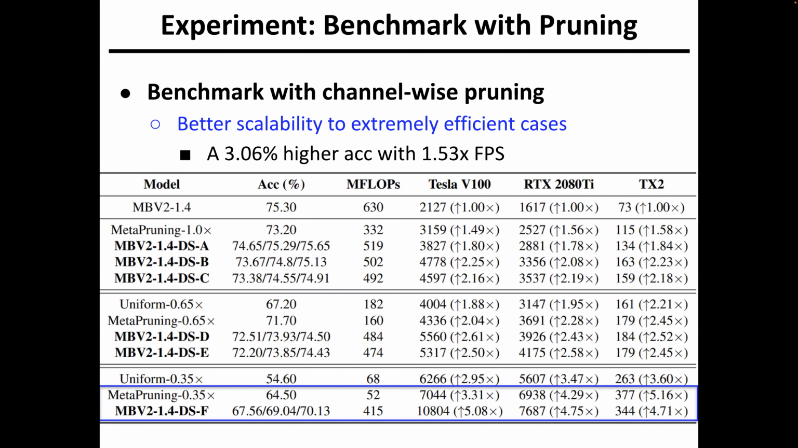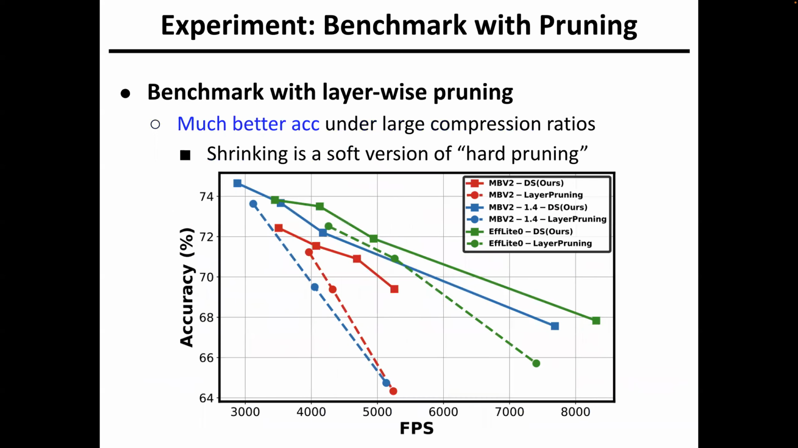When comparing with layer-wise pruning, our DepthShrinker can achieve much better accuracy on the large compression ratios, indicating that shrinking is a soft version of hard pruning and can better maintain the accuracy of compression.